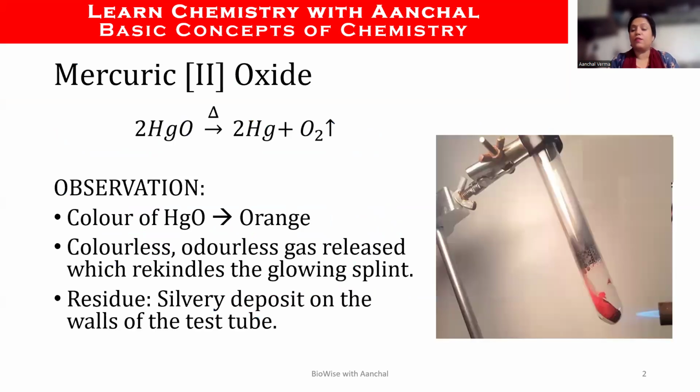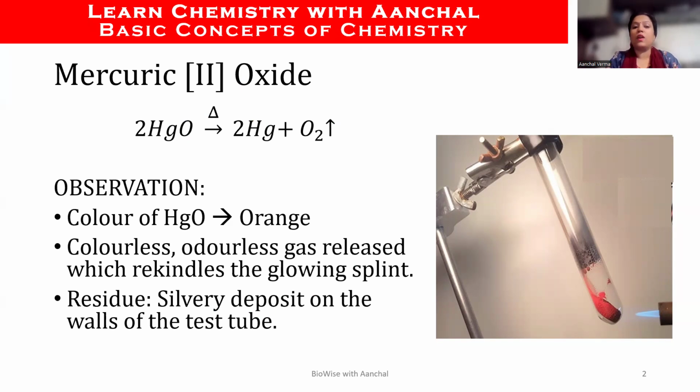Now, the first compound that I have taken is mercuric oxide. The reaction is given to you. When two molecules of mercuric oxide are heated strongly, you'll find a silvery mirror-like deposit on the walls of the test tube, and a gas is released. The gas released rekindles the glowing splint. That shows that it is oxygen gas.